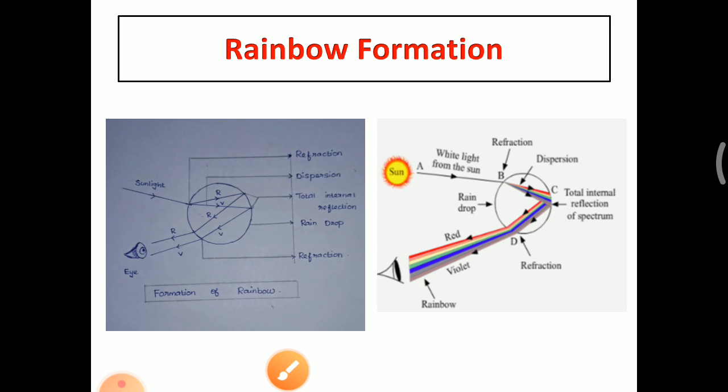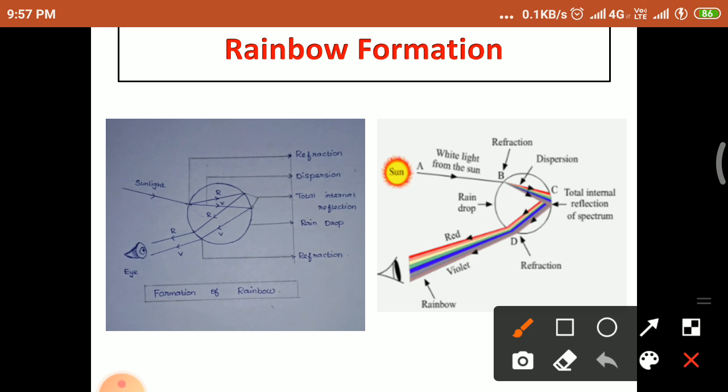The next one, a rainbow formation. In a rainbow formation, look at this colorful diagram. Here the sun is present and this circle represents the raindrop. So it is mentioned here that it is a raindrop. Then the sunlight enters from the air medium into the raindrop, which is a water medium.